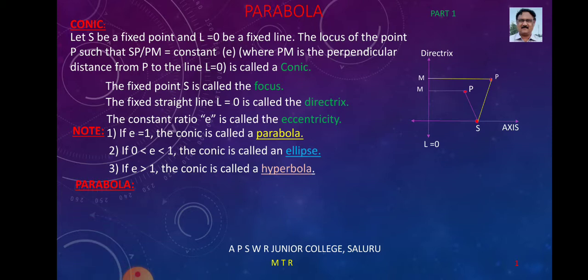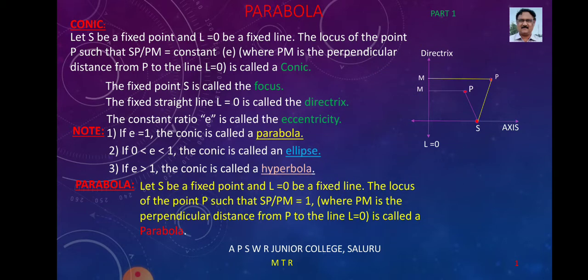Now we discuss the parabola. When we say the conic is a parabola, the ratio of SP and PM is 1 to 1. That is, SP by PM is equal to 1, which means SP is equal to PM. Then the locus of P is called the parabola. So for a parabola, the eccentricity E is equal to 1.